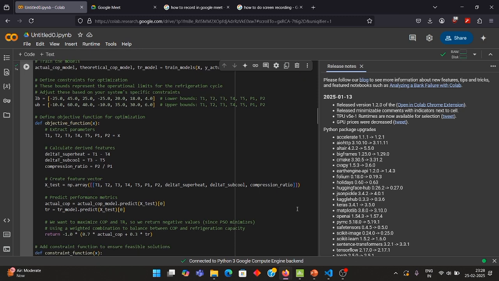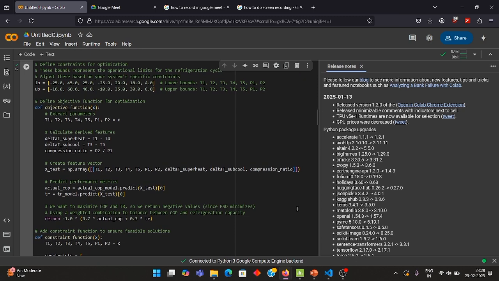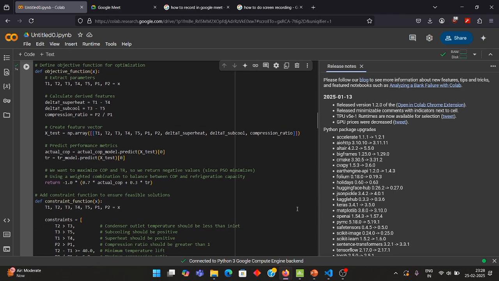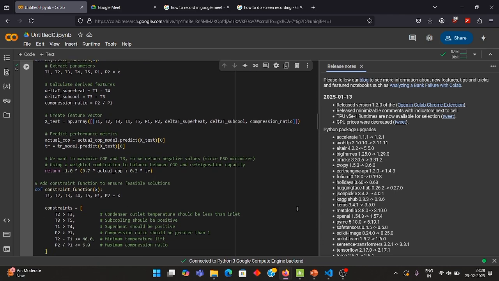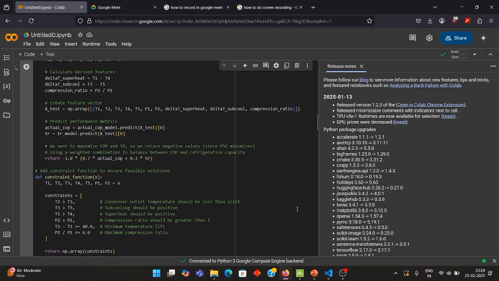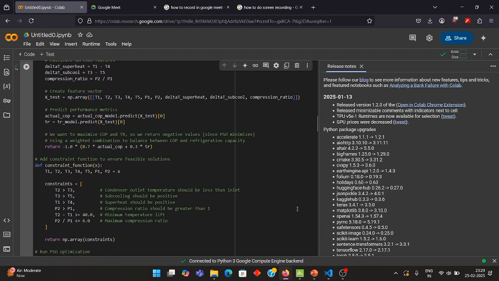We define the objective function for optimization. We extract parameters, calculate derived features, create a feature vector, predict performance metrics. This is done basically to maximize COP and TR. So we return negative values since particle swarm optimization minimizes. Using a weighted combination to balance COP and refrigeration capacity is also done.